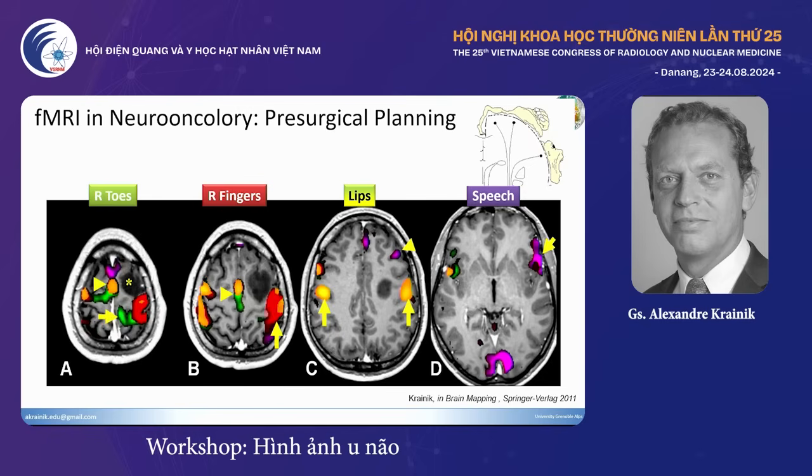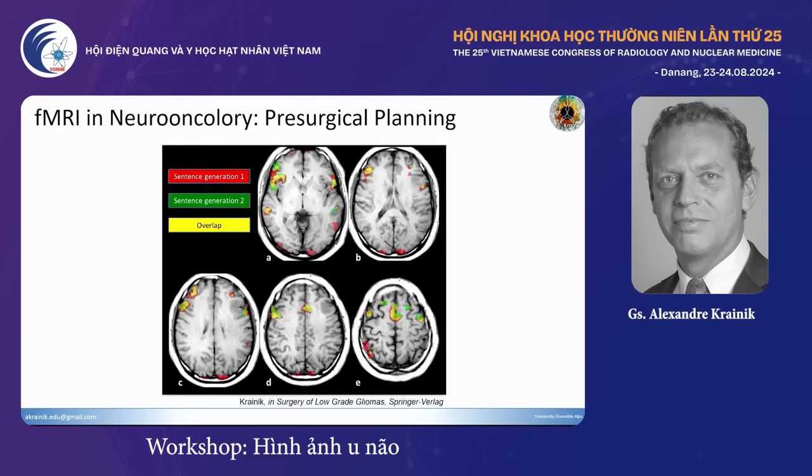Gyrus. You ask him to move the right fingers. You see the activation close to the end knob on the posterior aspect of the lesion. And when he moves the lips, we are far from the lesion now, and even when we ask for speech. Just an illustration of the reproducibility of fMRI.